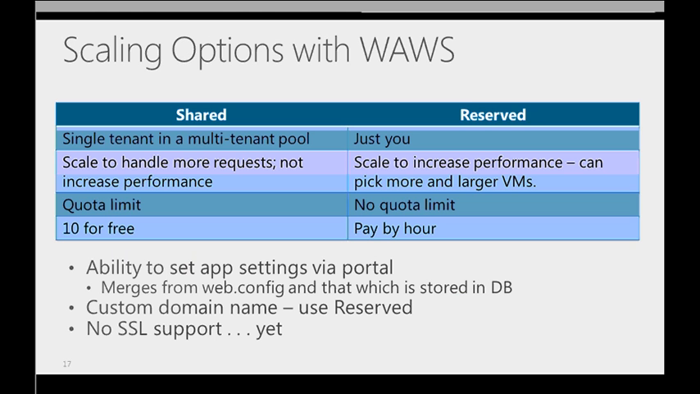So the scaling options, you have shared and reserved options to work with. In shared, you're kind of a fish in a larger pool. You're a single tenant in a multi-tenant pool. The shared option to scale gives you the ability to handle more requests, not actually increase performance. So I scale out, right, and not up. I don't get a bigger machine. I just get more of the same.